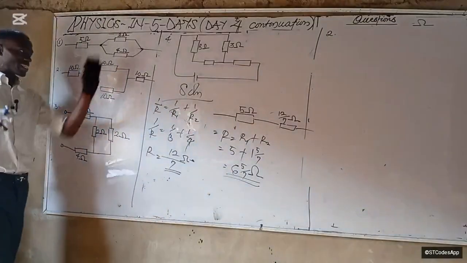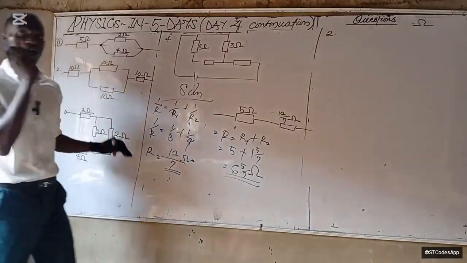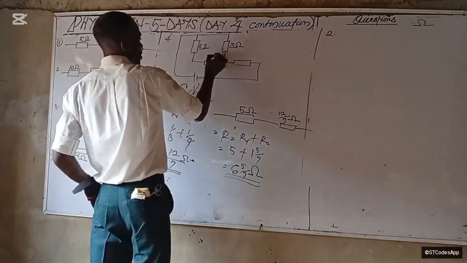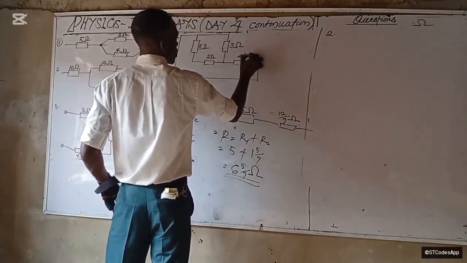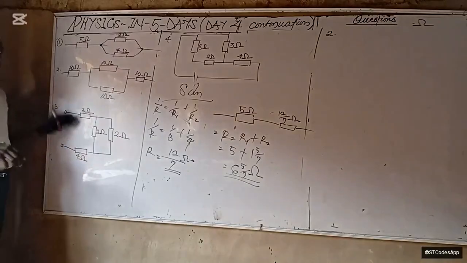Which one should I solve next? You will solve the rest. I solve number 4. I didn't complete the question. Let's say 2 ohms here, let's say 3 ohms, let's say 4 ohms here. Which one should I solve? Question 3 or 4?